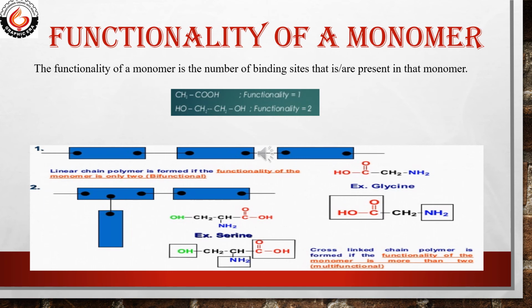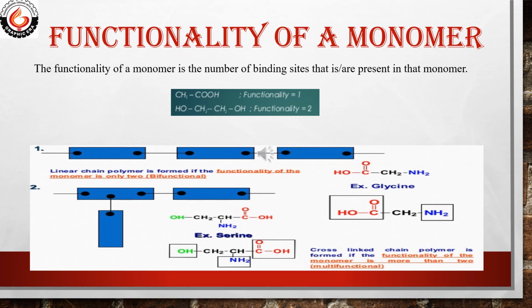Functionality of a monomer. The functionality of a monomer is the number of binding sites present in a monomer. Like here you can see CH3COOH. This has a functional group COOH, so the functionality is only one. Another example is HOCH2CH2OH. Here you can see that there are two functional groups present, OH on both sides. So functionality is equal to 2.